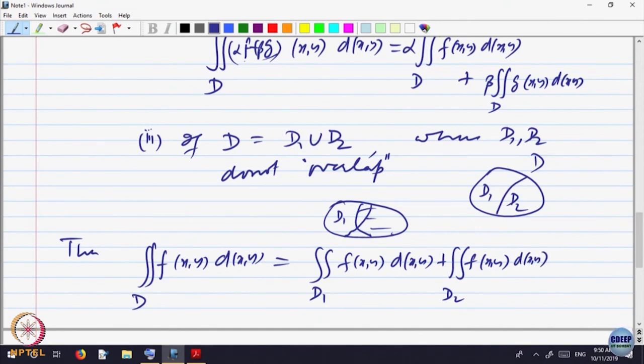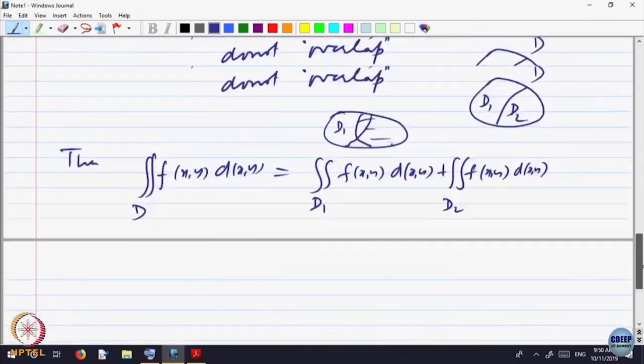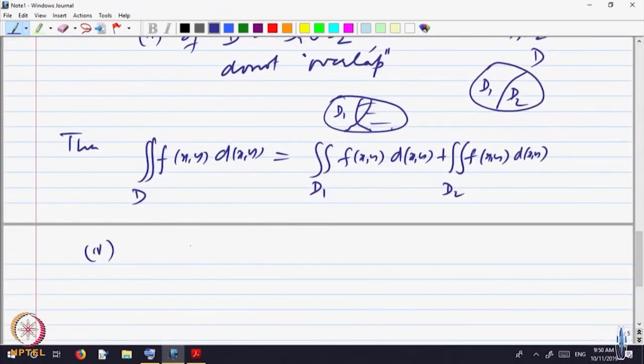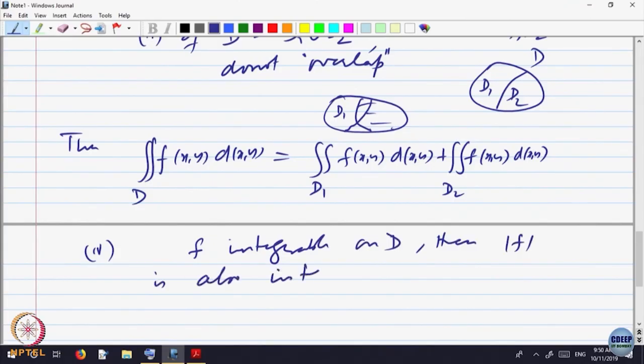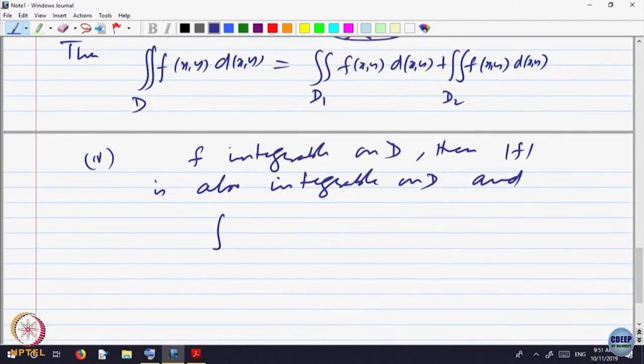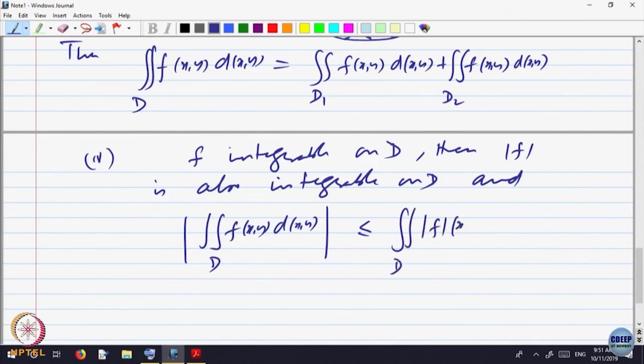Okay. I think more or less these are good enough properties. One can write more, let me write one more. If f is integrable on D, then mod f is also integrable on D and the double integral of f of x y d x y, that is a number. So, take the absolute value of that, that is less than or equal to the double integral of mod f of x y d x y.